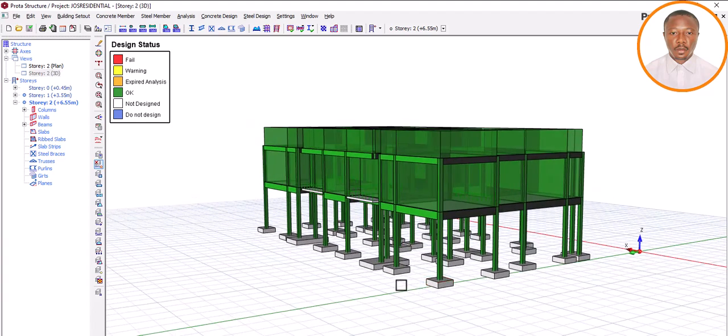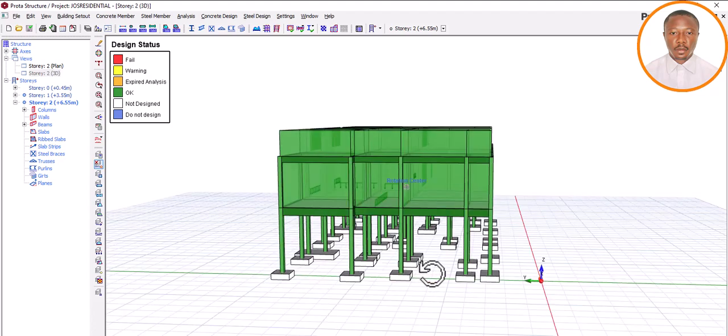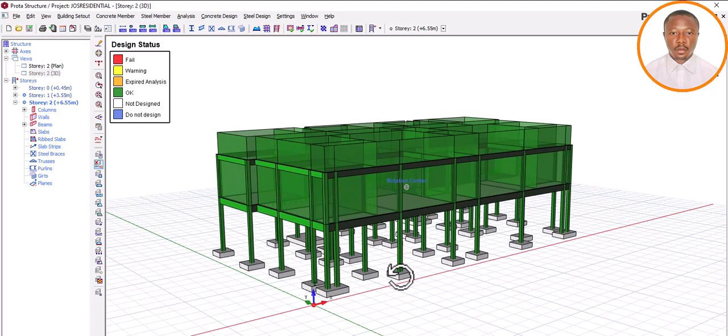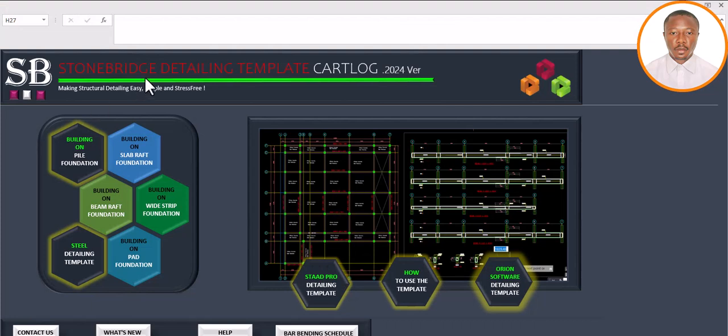And we have also made it known to you that in order to have a good and proper detailing, there is no other software to be used than the software that is globally accepted, and that software is called the STONEBRIDGE detailing template. And as I've said, it's a catalog. As a structural engineer, I will advise and encourage you to ensure that you get this particular software.